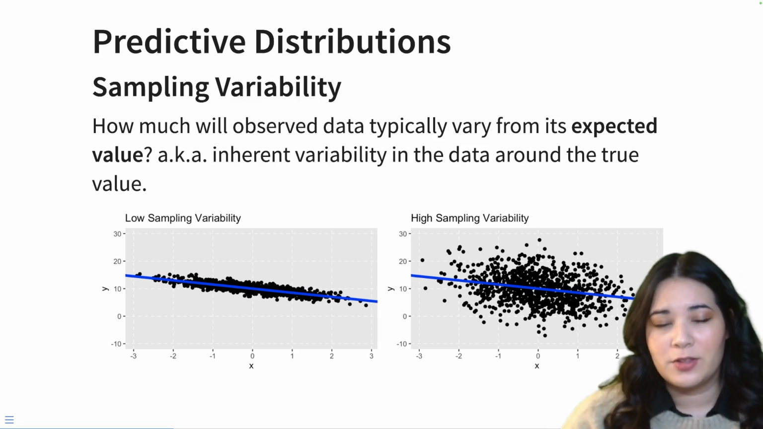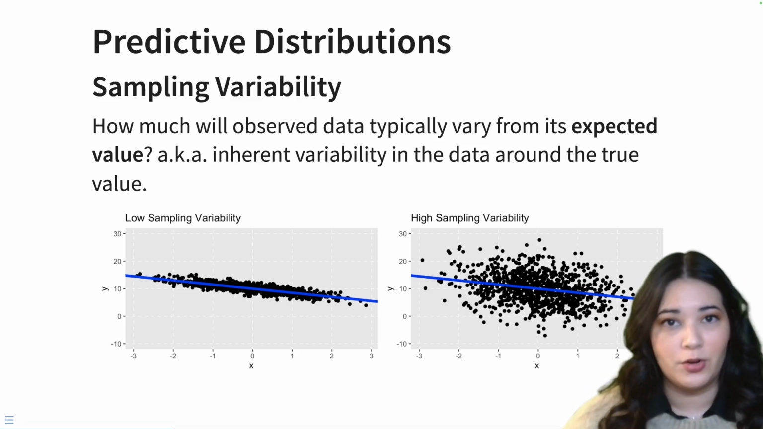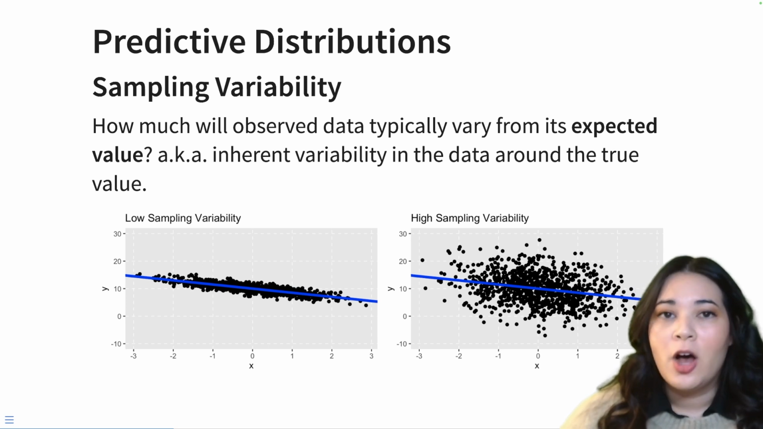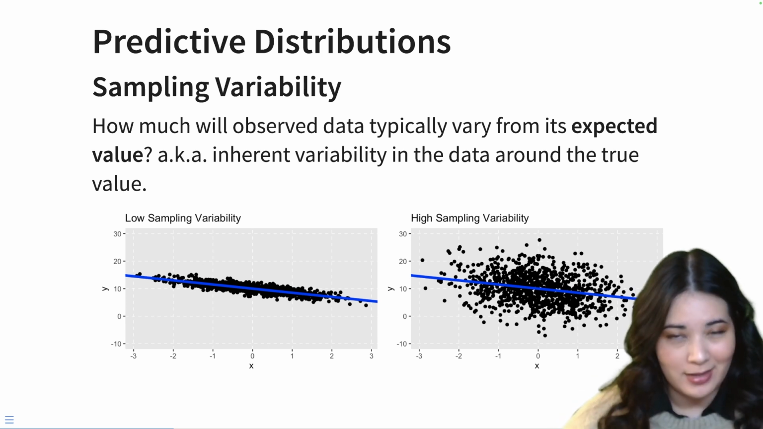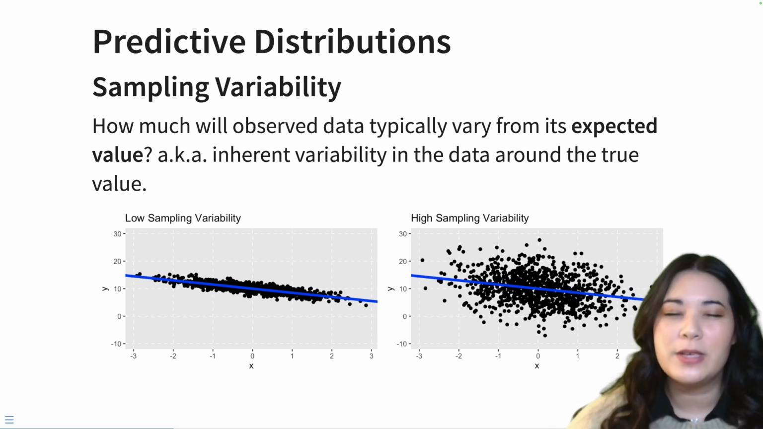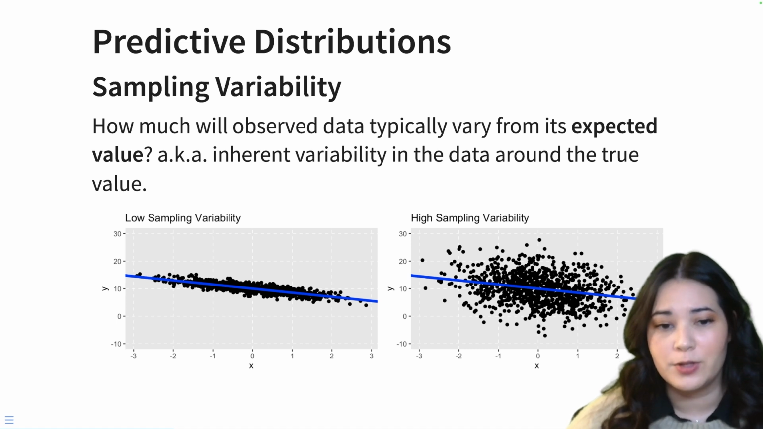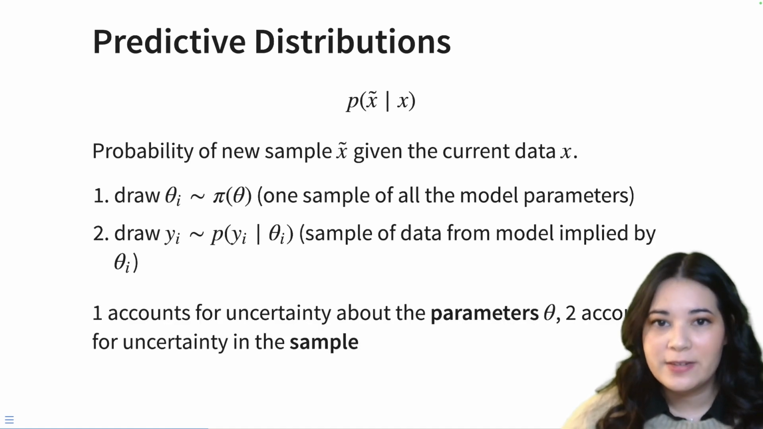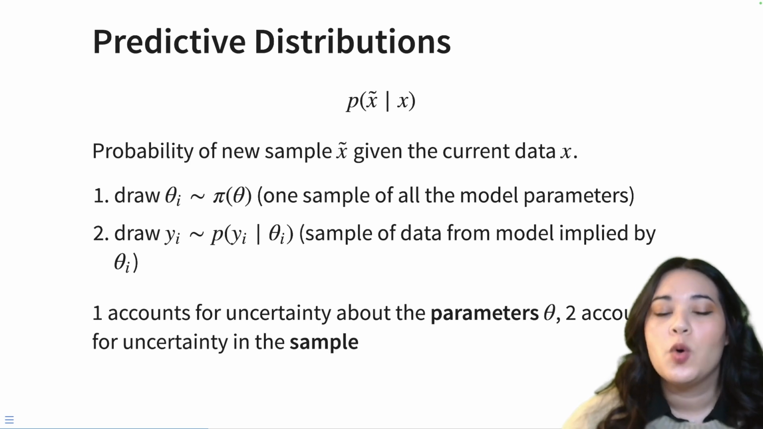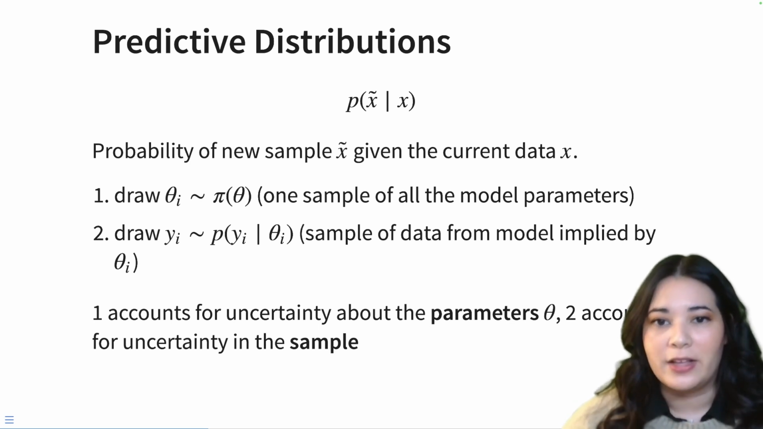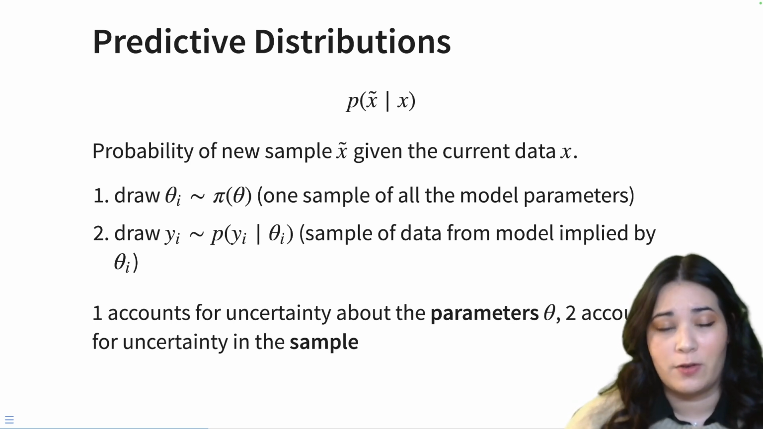Not only do we have uncertainty about what the actual model parameters are, but also, even if we knew the exact correct parameters, there would be some variability of the samples around that expected value that we want to account for. Predictive distributions basically say, what is the probability of certain values given the data that we've already observed?